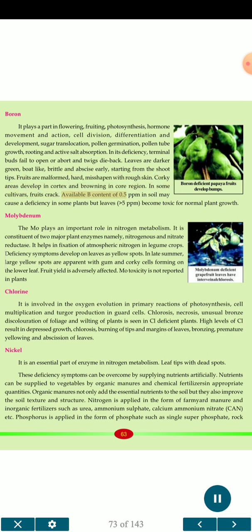Available B content of 0.5 ppm in soil may cause a deficiency in some plants, but levels greater than 5 ppm become toxic for normal plant growth.